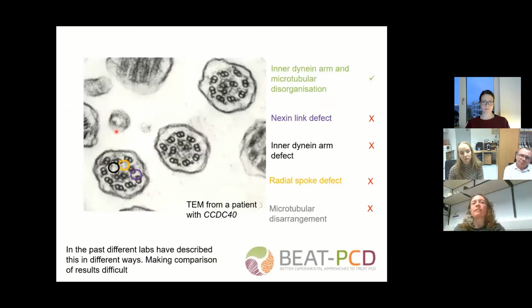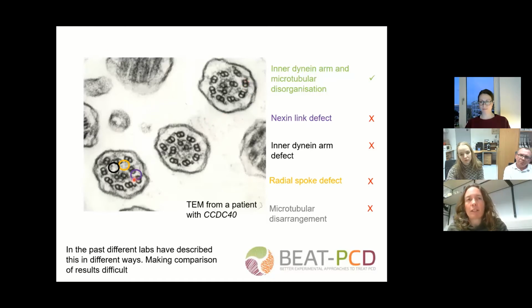So these defects caused for a while a few problems amongst the PCD community, because it's a rare disease and people have really developed their own way of making the diagnosis by electron microscopy within their own labs, in their basements with their electron microscopes. And it came to a point where everyone was calling this something very different.